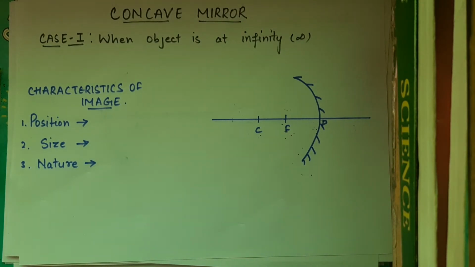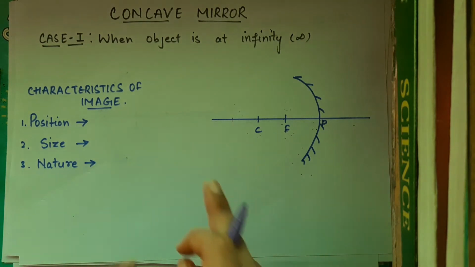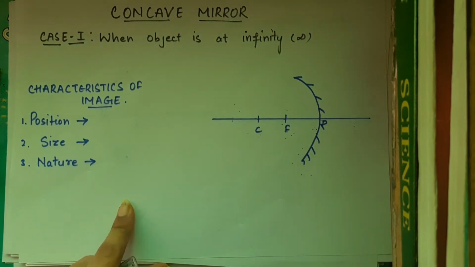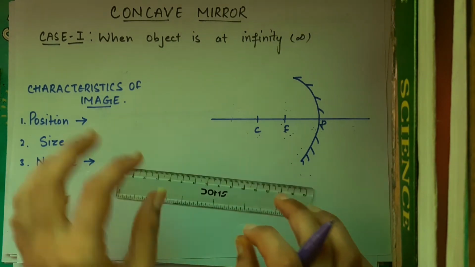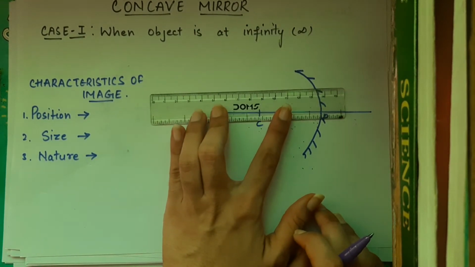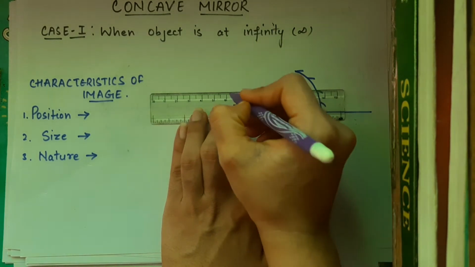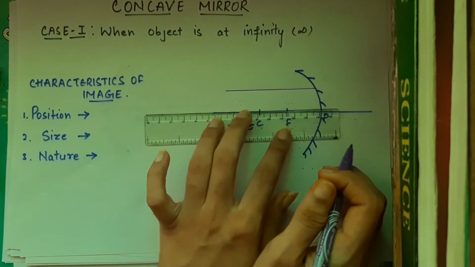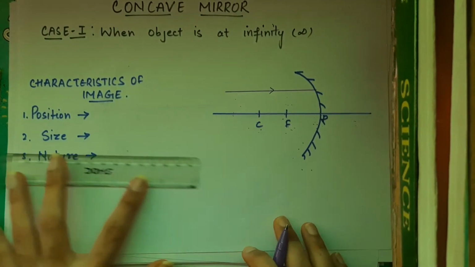So let's make a ray diagram when the object is at infinity. I have told you that when an object is at infinity, the light rays coming from the object will be treated as parallel to the principal axis. So there is no need to mark the object on this principal axis, because your object is at infinity. I just need to mark the light rays coming parallel to the principal axis, and that's what I am doing. I am marking a light ray parallel to the principal axis, right?